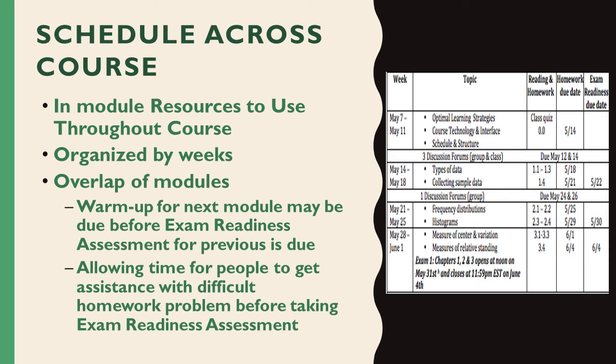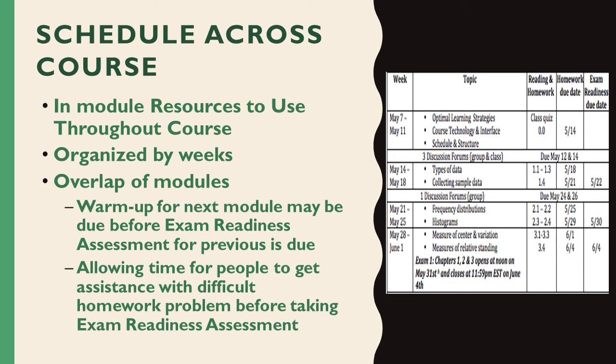You're going to find this in the module resources to use throughout the course. It's also posted under syllabus in the Canvas site. So it's organized by weeks. As you can see, if you look over here, here's a sample piece of it for the semester. So we've got May 7th through May 11th. The components we have so far are optimal learning strategies, course technology and interface, and schedule and structure.